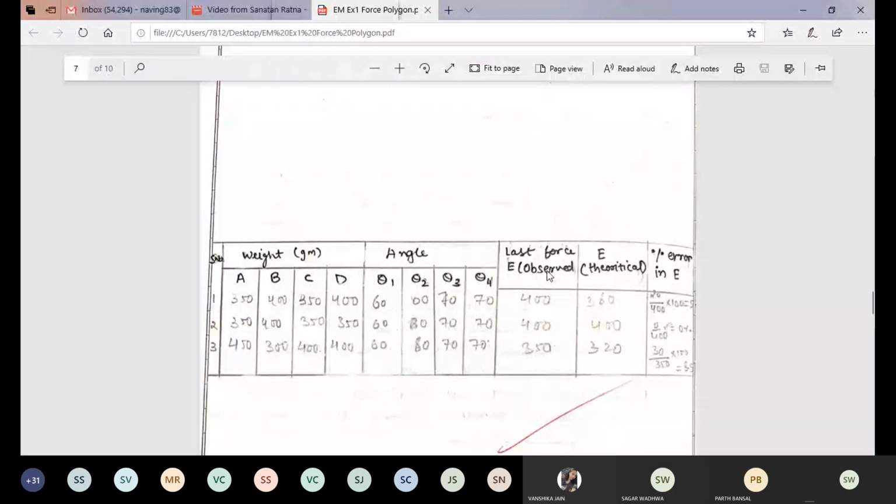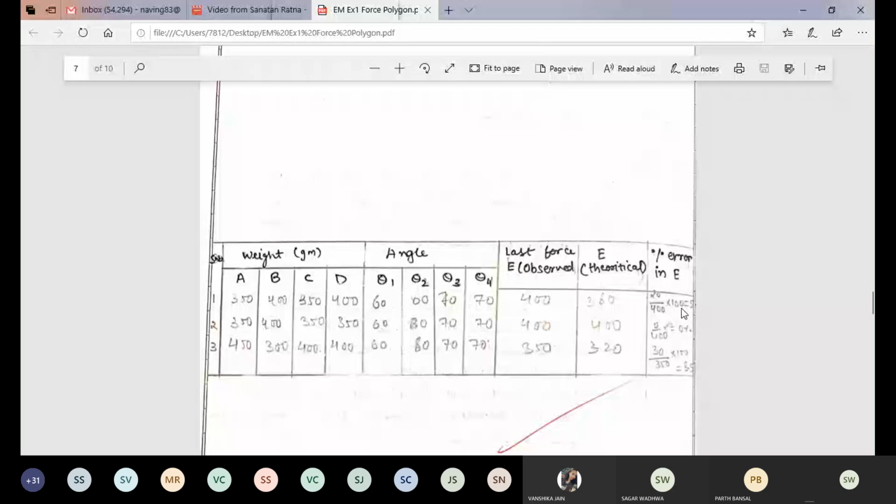So on this basis, this is the value of the last force, which is the observed value. Observed value means the value which is based on the weights which are hanging there. So we calculate the weight here, that is 400, and this is the theoretical value which you get after making the polygon. Then you have to calculate observed minus theoretical upon observed into 100. So this is the percentage error you have to calculate.